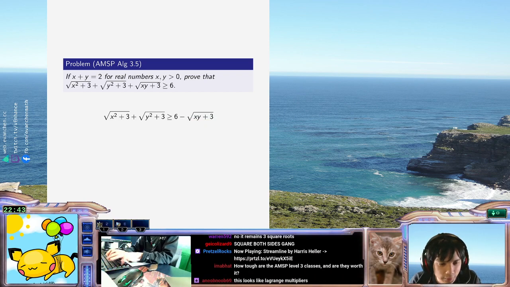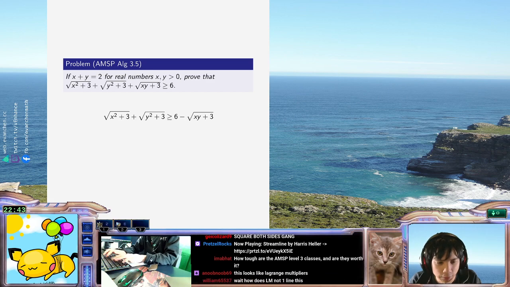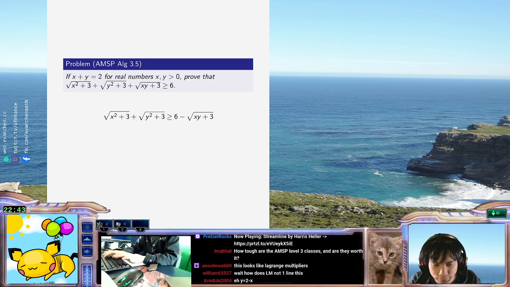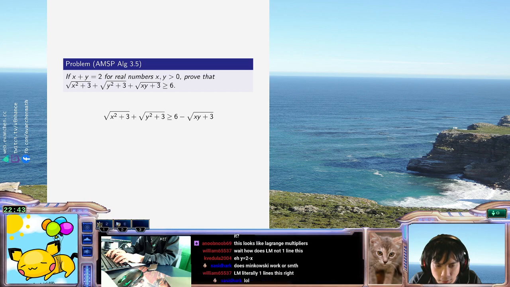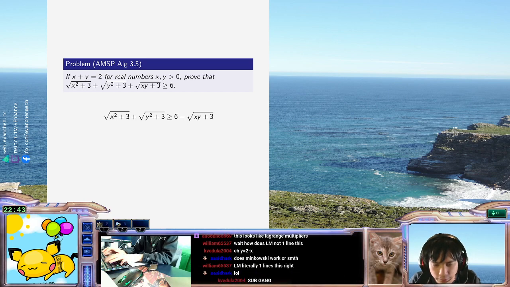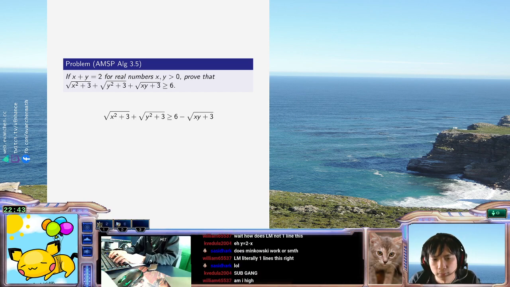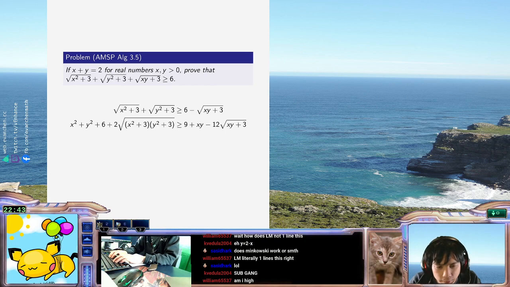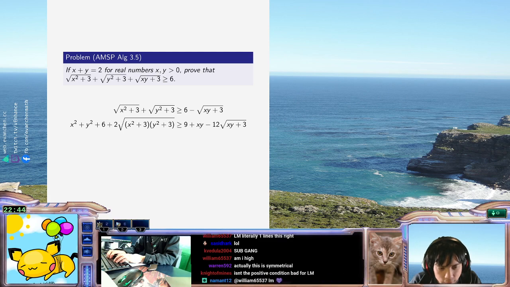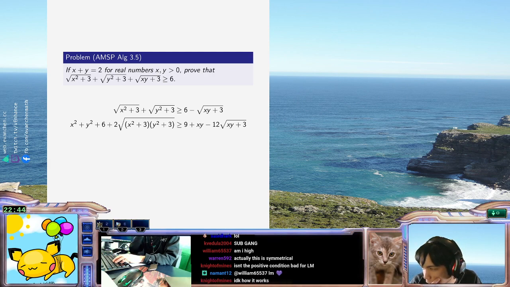And x squared plus y squared plus 6 plus 2 square root x squared plus 3 y squared plus 3 is supposed to be at least 9 plus xy minus 12 square root xy plus 3 is what we want. And now let's move things around. So x squared plus, this should be at least 3 plus, wait, something's wrong. Did I mess up already? I probably messed up already. This doesn't look true at all.